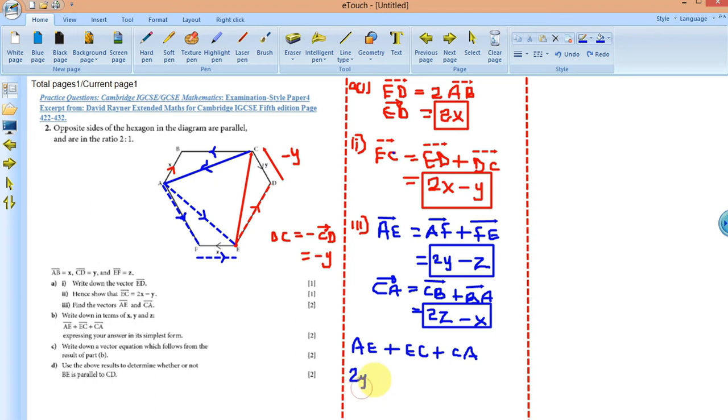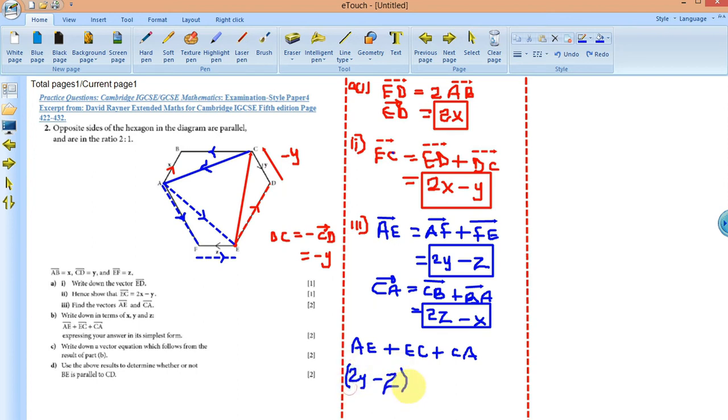Guys, let me just go ahead and separate it. Okay, let's put in brackets. So I'm through with AE like that. So I know I'm through with AE. Then plus EC. Do I have EC? Yes, I do. 2x. So let's put that in bracket too.